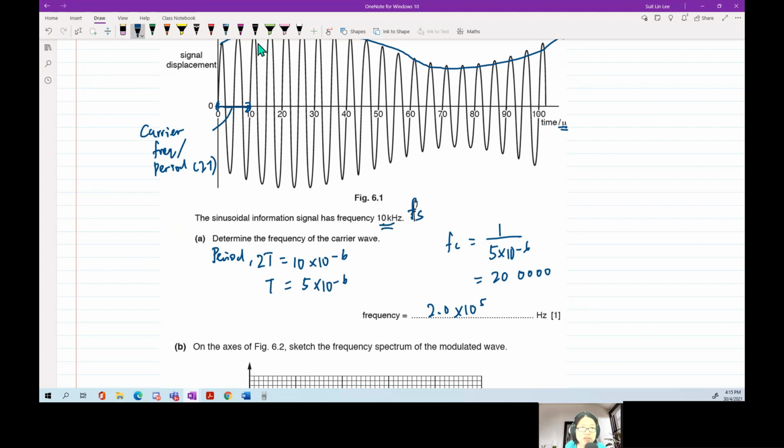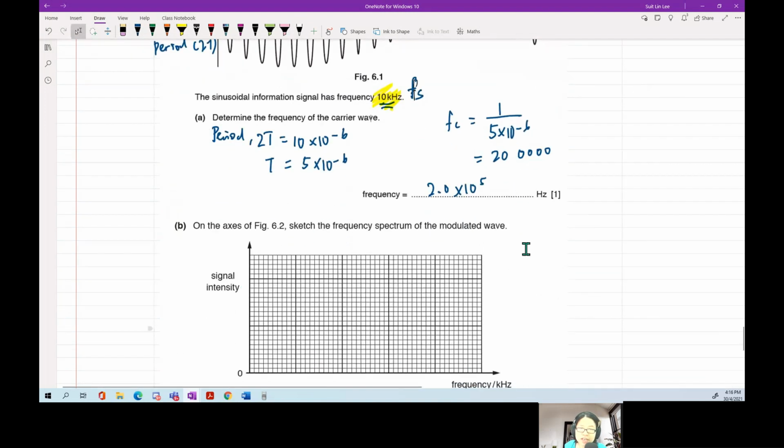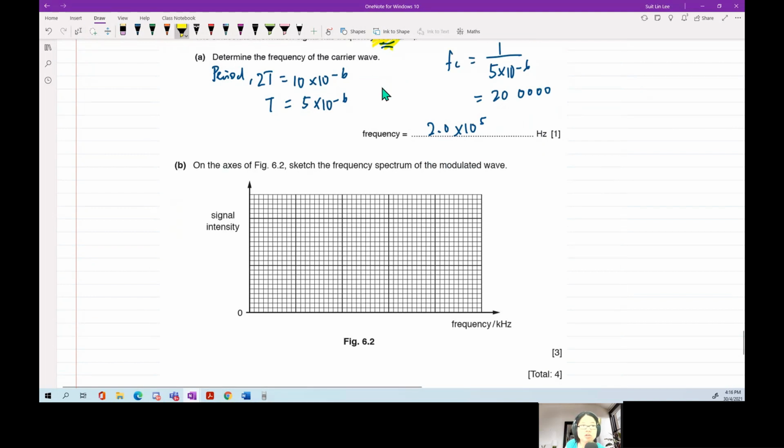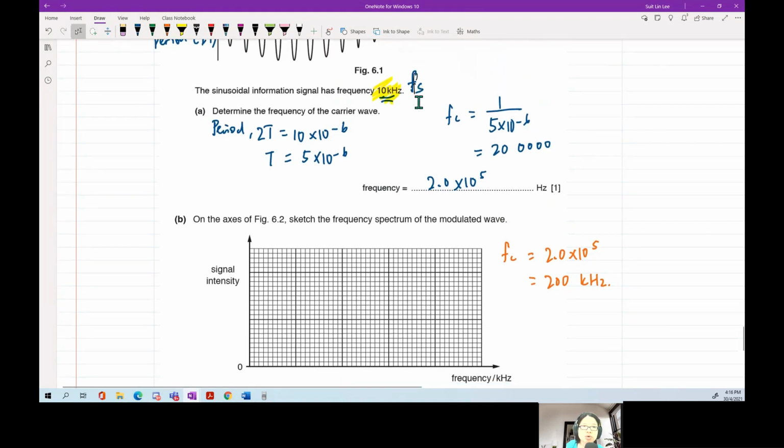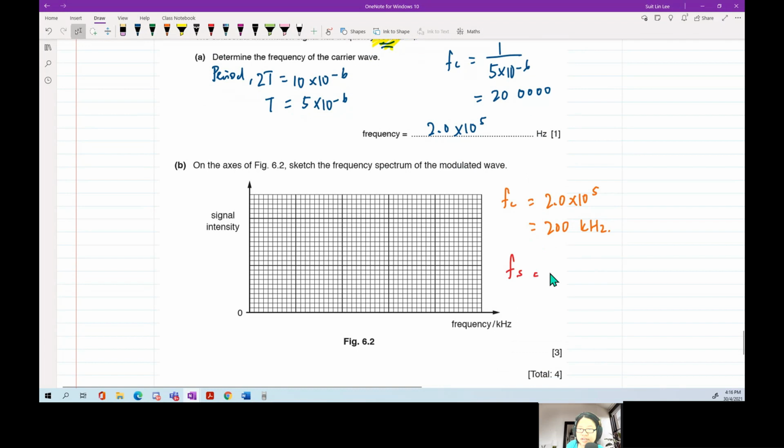I prefer to write it in kilohertz because the signal is already in kilohertz, but we shall see. On figure 6.2, sketch the frequency spectrum, which is the bandwidth spectrum, of the modulated wave. So this carrier wave FC is 2.0 times 10 to the power of 5, which is also equal to 200 kilohertz. Correct? Yep. The signal frequency is 10 kilohertz. So Fs is 10 kilohertz.